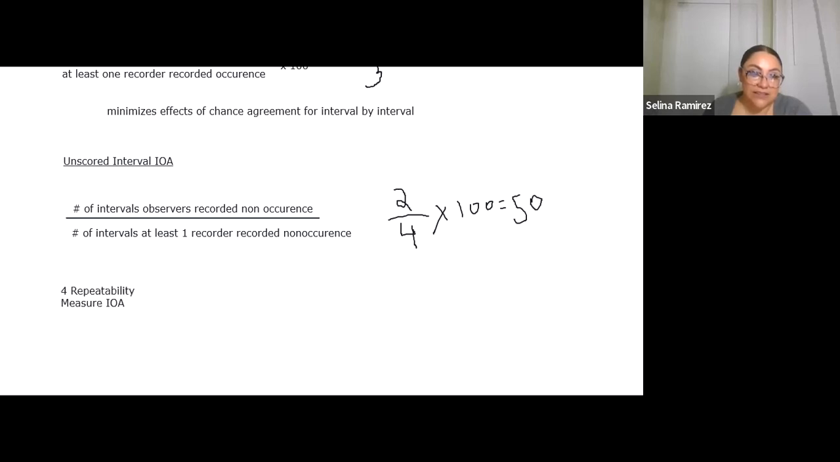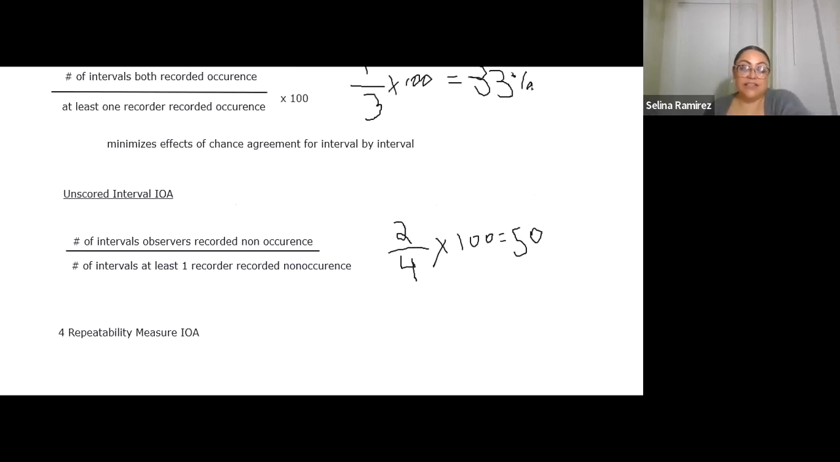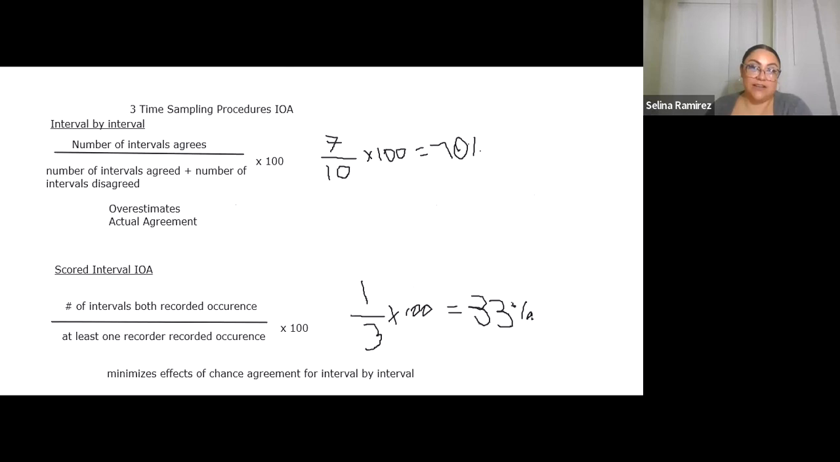Frequency, tally marks. What else do you use for event recording? Clickers, all of those. So the easier ones. We went straight into the hard ones.